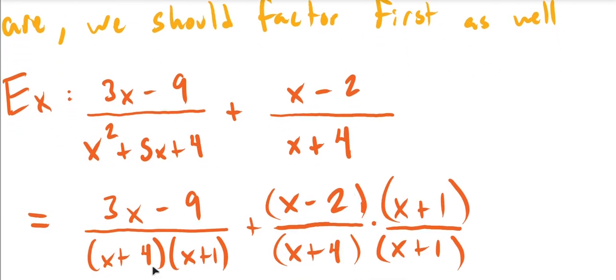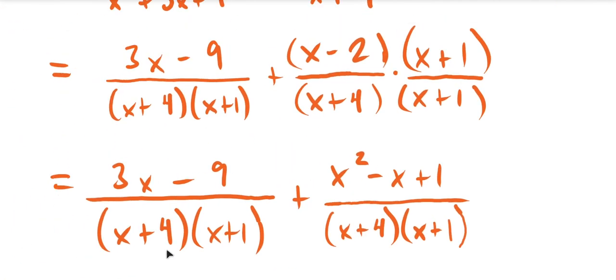And then what we're going to see is x squared plus 5x plus 4 factors as (x plus 4) times (x plus 1). So there's already an x plus 4 over here. I really don't need to do anything to manipulate that, but there's an extra x plus 1 over here that this second one doesn't have. So that's what we need to multiply on the top and bottom. So now we have the denominators matching, and that means we need to combine the numerators by adding them.